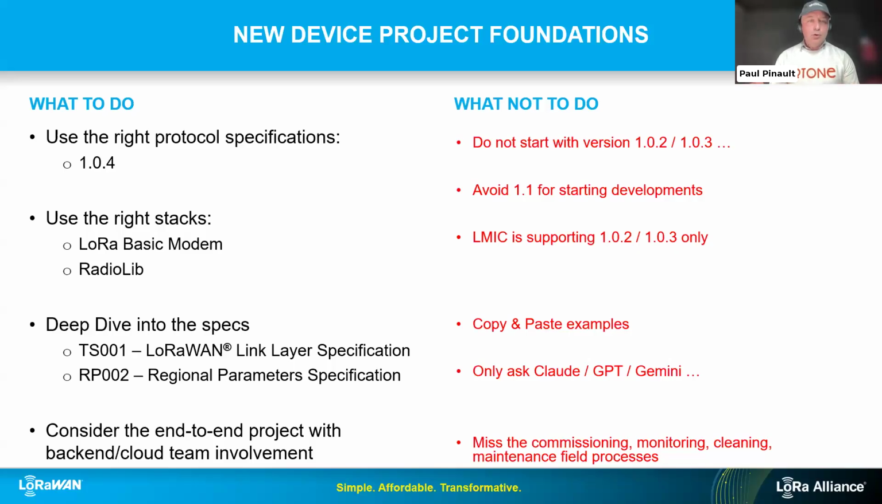There is the RP002, which is the regional parameters. We're going to talk also about this a bit later. So once you have read this, you have to find the right version of the protocol. It's currently 1.0.4, which is really recommended. So do not start a new development with 1.0.2 or 1.0.3. Their stacks are outdated. They have some security considerations. So it's really better to start with 1.0.4.